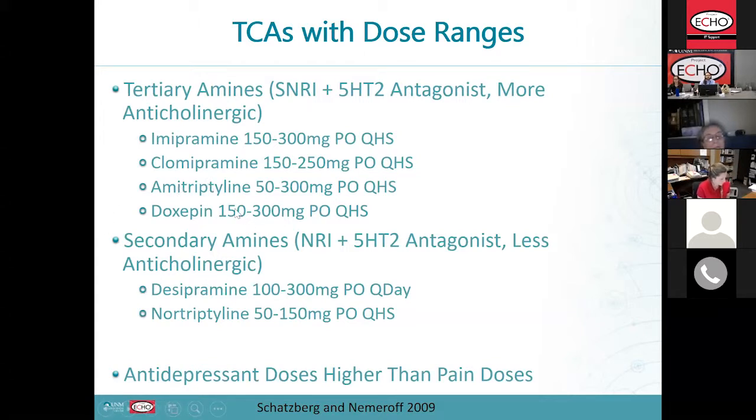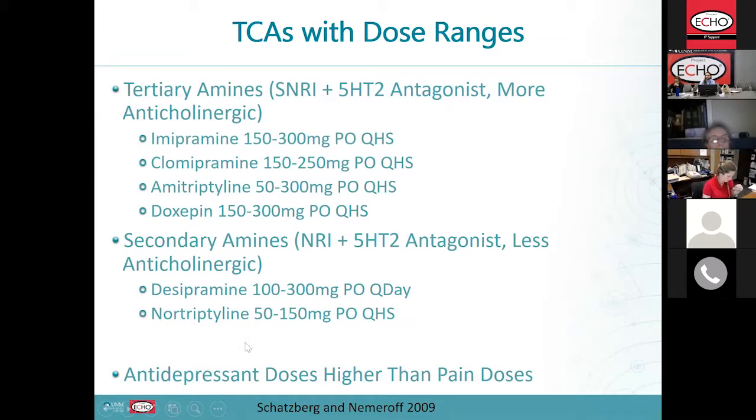The secondary amines basically are norepinephrine reuptake inhibitors and 5-HT2 antagonists. They're less anticholinergic, so they tend to be a little easier to tolerate. The main ones there include desipramine and nortriptyline. And these are oftentimes where we'll start off with a TCA trial because they tend to be more tolerable in terms of the anticholinergic effects.